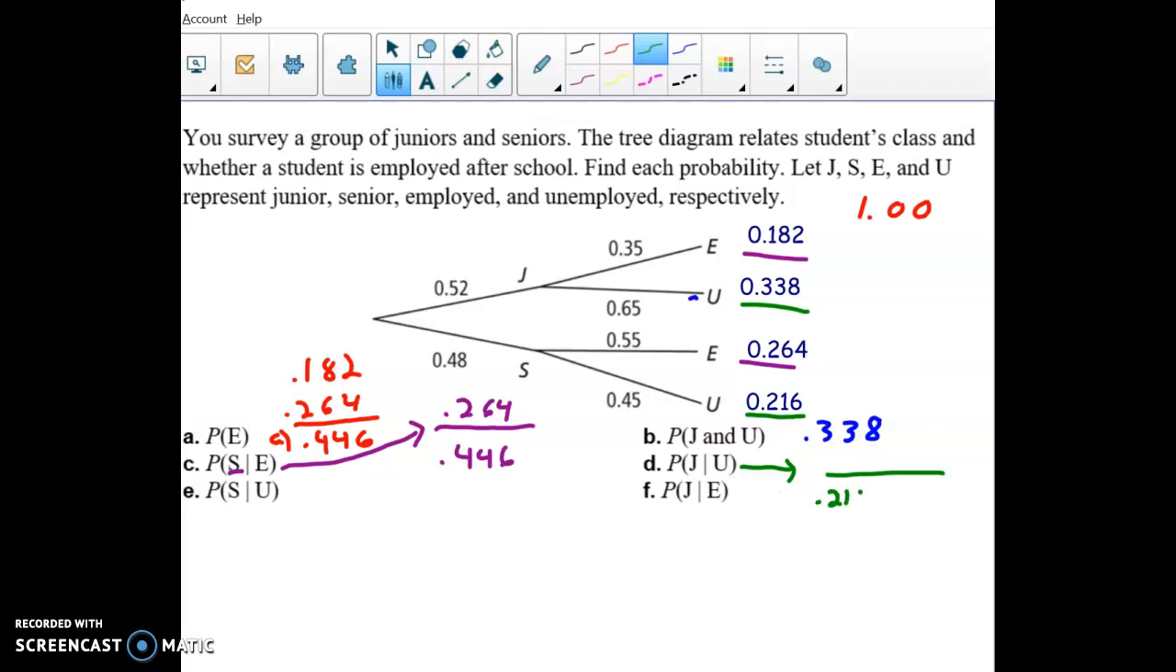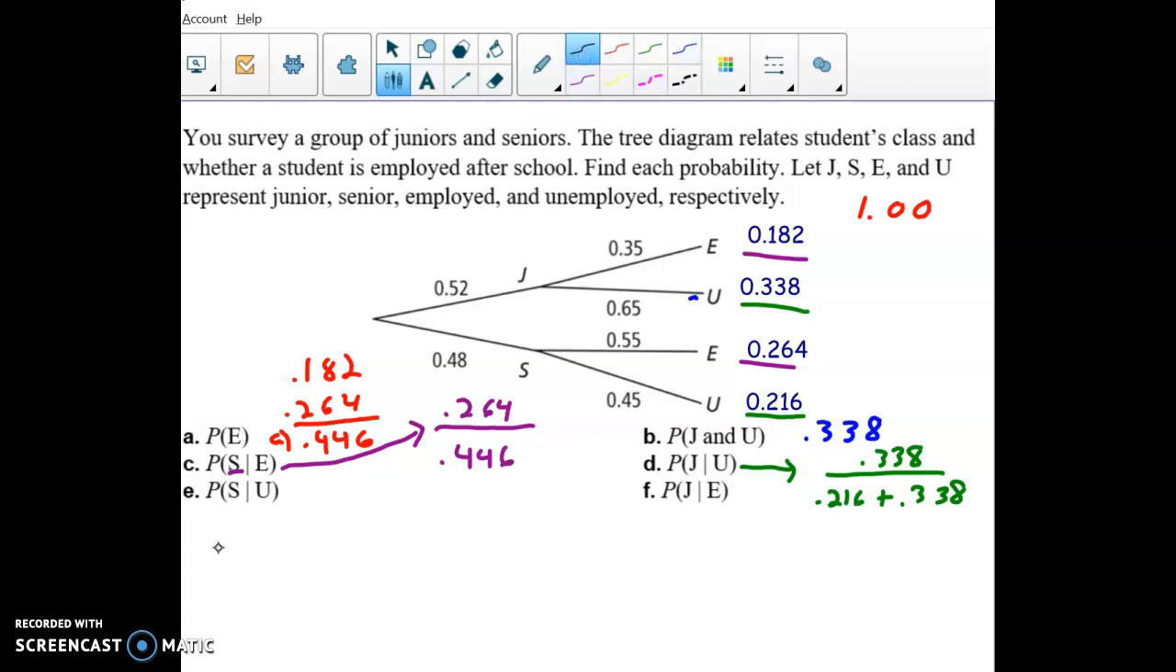So it's 0.216 plus 0.338. And then out of those two unemployed numbers, the one that is juniors is the top one, the 0.338. Again, you could clean that up to get your answer, but that's basically it. Sometimes I divide it out to the actual percent, but laziness, I just leave it that way. Hopefully you got the idea.